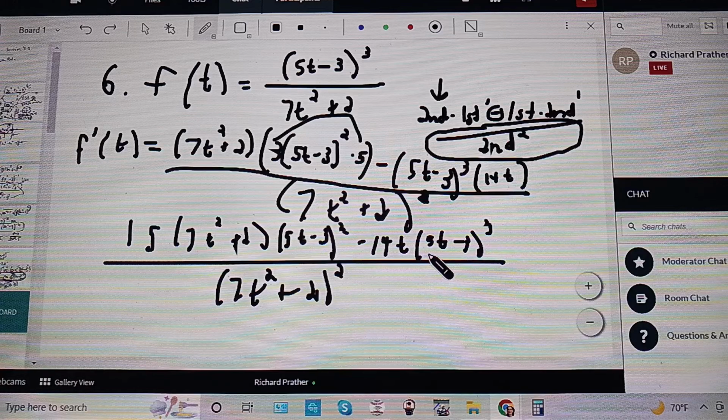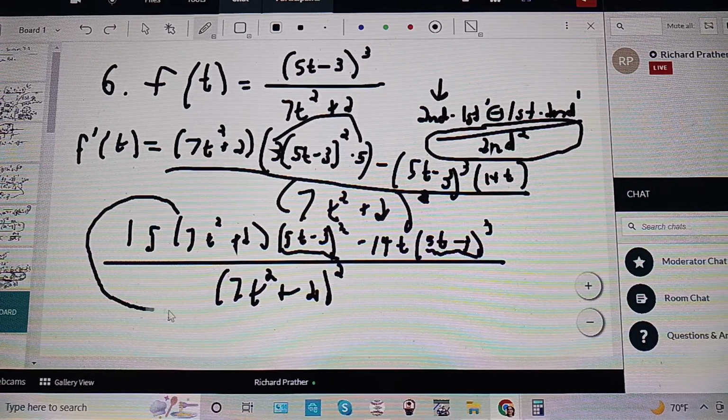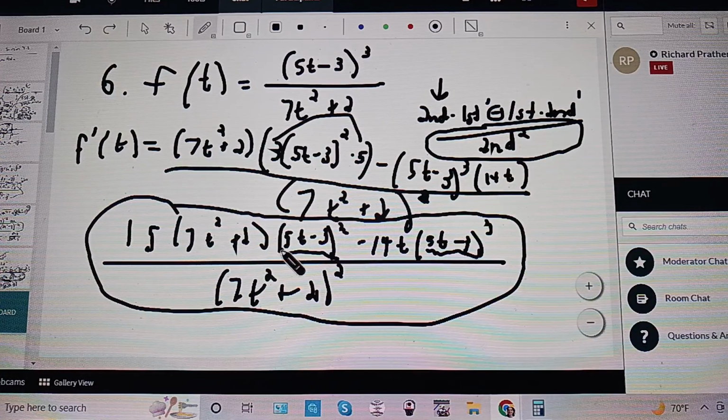And yes, there's a GCF of 5t minus 3. You could pull that out, but that would be the only GCF. The 14t doesn't have anything in common with these two. Or you could distribute this 15 in here if you want. But if they take this answer, why do any of that extra stuff? So here is the quotient rule answer with a chain rule mixed in at this part only. Right here was the one chain rule. There was no chain rule other than 1 right there.